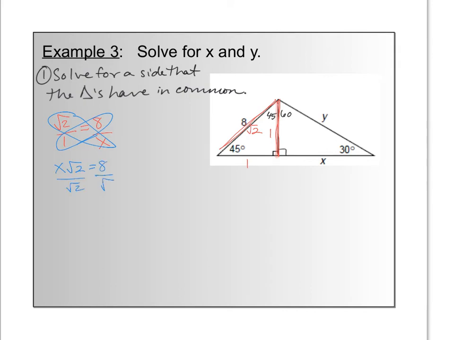Divide by root 2. Can't leave a root on the bottom of the fraction. So we're going to have to rationalize the denominator. So we're going to get 8 root 2 over root 4, which is 2. And then finally 8 divided by 2 is 4. So 4 root 2. So that 4 root 2 is the length of this leg. I'll put a little blue here. Now we can use that to find x and to find y. So second step, number 2, let's solve for x.